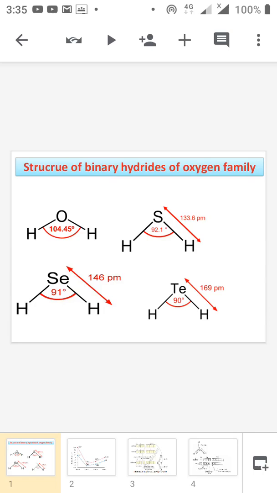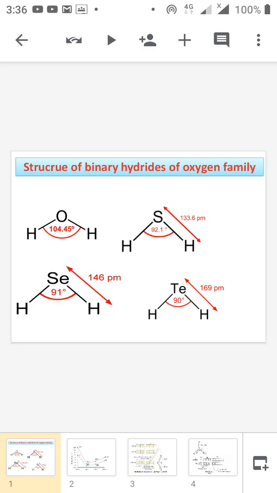Good morning everybody. Today we are discussing the next topic, that is the hydrides of the oxygen family. We know that the oxygen family has the elements oxygen, sulfur, selenium, tellurium and polonium, and the physical state of the oxygen family hydrides is entirely different.